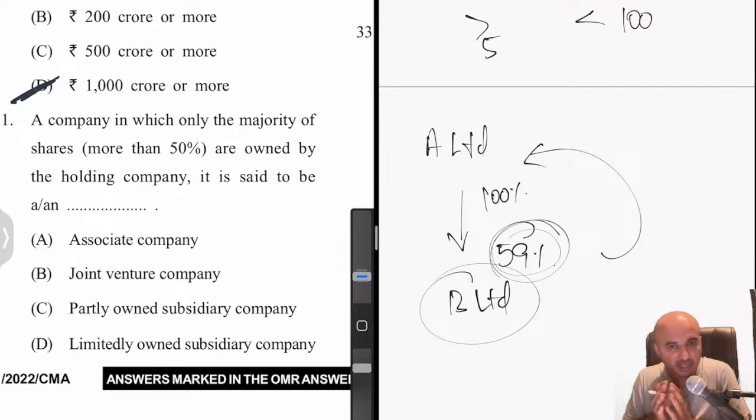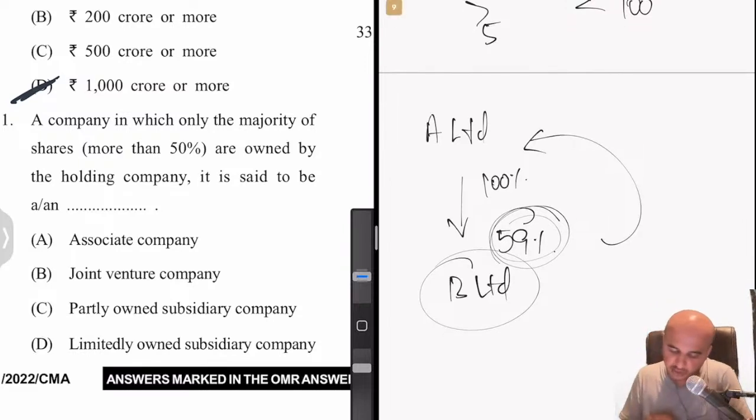Here, they say only the majority of the shares. What is the majority here? Simple majority. More than 50%. In this case, 59%. So then it is not an associate company. It is not a joint venture. It is obviously a partly owned subsidiary company.